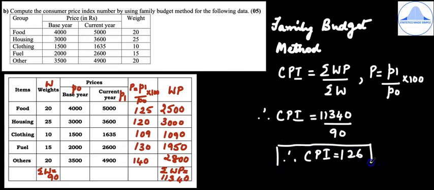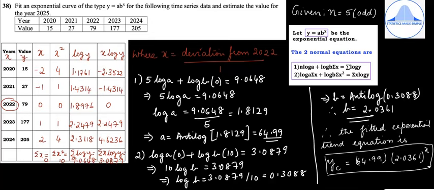As they have not asked us for the conclusion, we need not write the conclusion. 38th question. Fit an exponential curve of the type y equal to a into b to the power x for the following time series data and estimate the value for the year 2025. The years and the corresponding values are given. So let's start the problem.